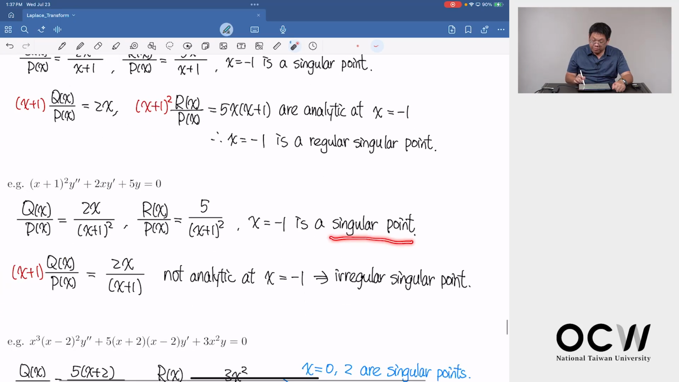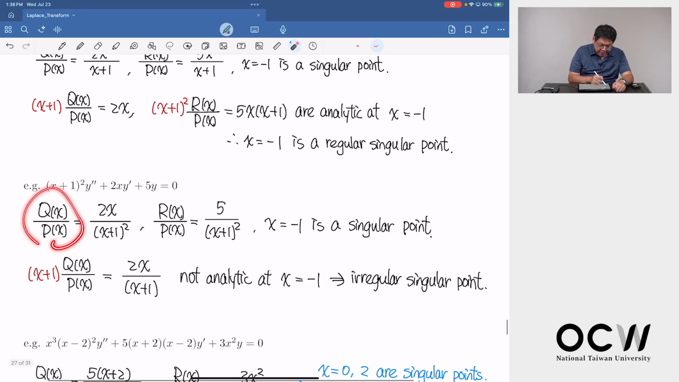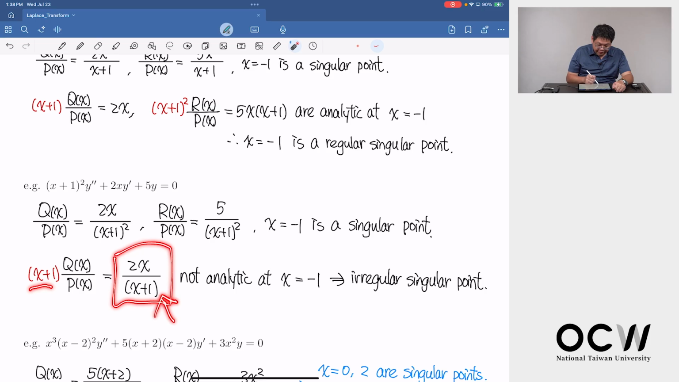Now, since it is a singular point, we need to check if it is a regular singular point or an irregular singular point. So first, let's check this term. I multiply by the factor x plus 1. Once I multiply by x plus 1, I still have something in the denominator. And when x equals minus 1, the denominator is 0, and overall this fraction goes to infinity. So it is not analytic. Therefore, x equals minus 1 is an irregular singular point. Okay.